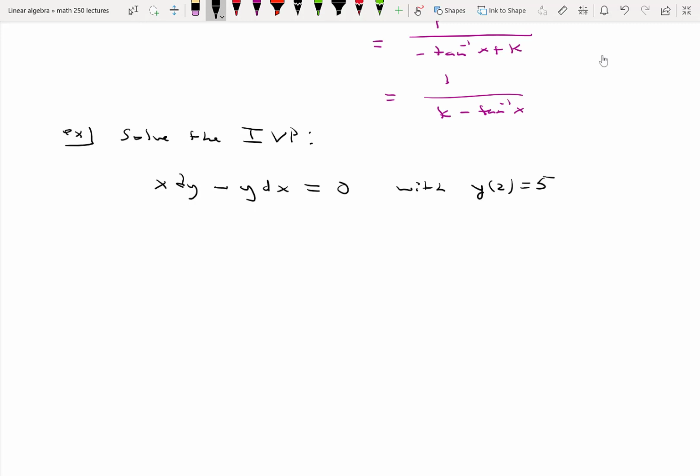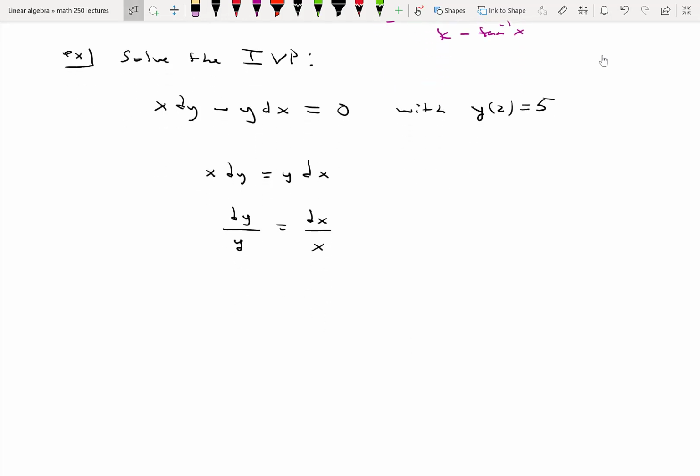So solve the differential equation first. Separate the variables. x dy equals y dx. So divide both sides by xy. Divide both sides by x times y. Or you can think about it as divide both sides by y and then divide both sides by x. It makes no difference.